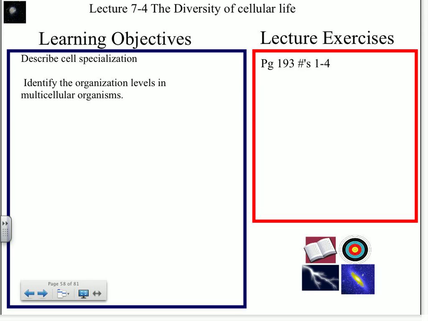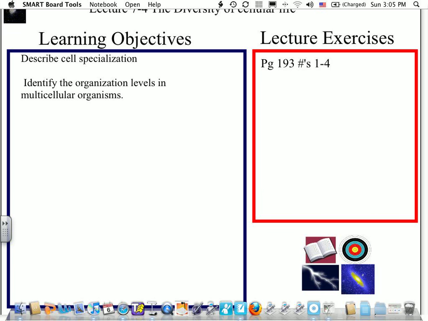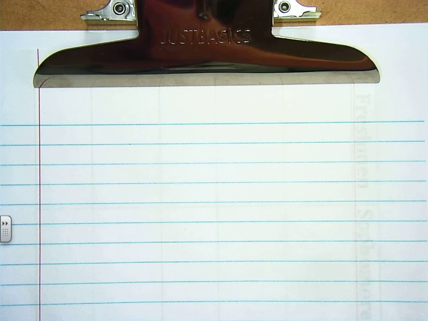Class, let's look at our learning objectives. We want to describe cell specialization, and we want to identify the organization levels in multicellular organisms. Your lecture exercises are on page 193, numbers 1 through 4. So, without further ado, let's start reading.